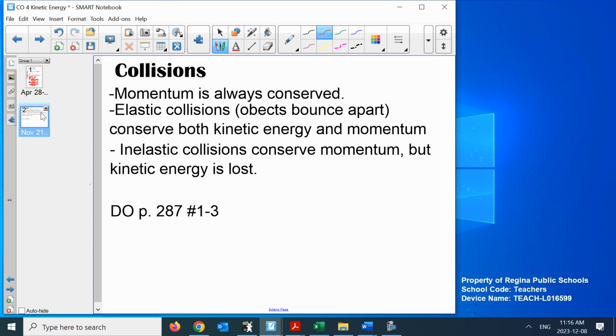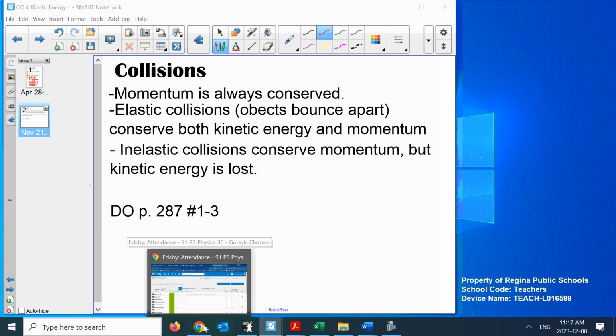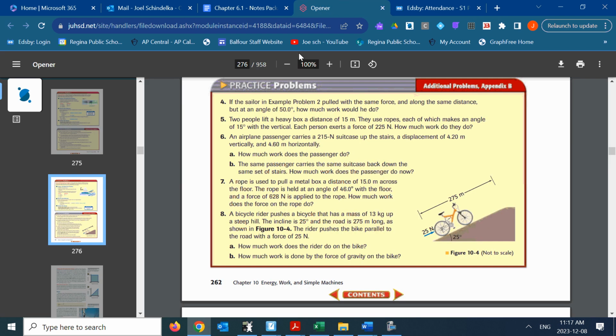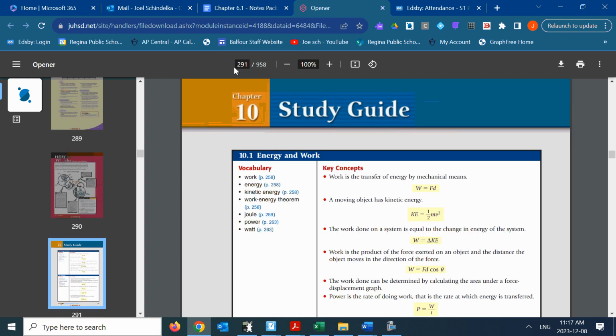So, page 287 in your textbooks, numbers 1 through 3. Take a look at that. I'll just bring it up real quickly. 287 plus 14.